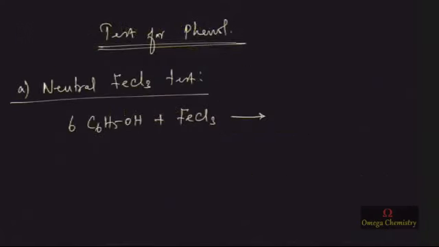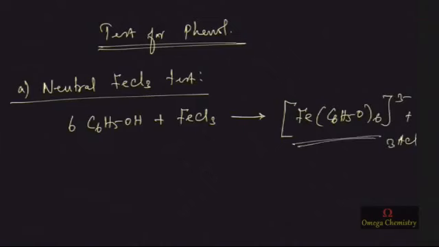Now we are going to look at the tests for phenol. The first test is the neutral ferric chloride test. So when phenol is added to neutral ferric chloride, a complex will be produced. The complex will look like [Fe(C6H5O)6]3- plus 3HCl. This is the product you will get, and the color of this one will be violet. This is the characteristic test for phenols.